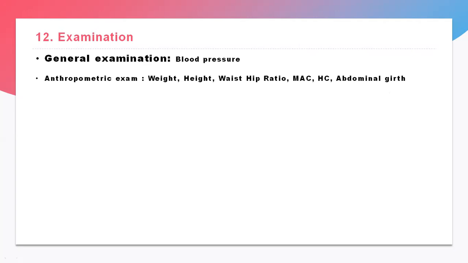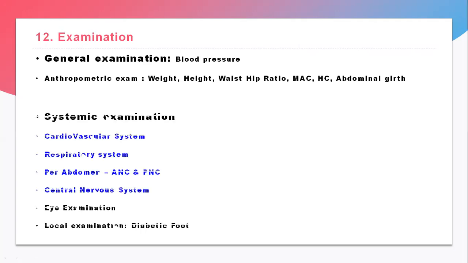So these are all the important points in general examination, other than the orientation, consciousness, pulse, respiratory rate, lymphadenopathy, pallor, and all you should record in addition to this. Then we go to the systemic examination, in which you should start with cardiovascular system, then respiratory system, then abdominal examination, particularly in case of antenatal case and postnatal case, then central nervous system.